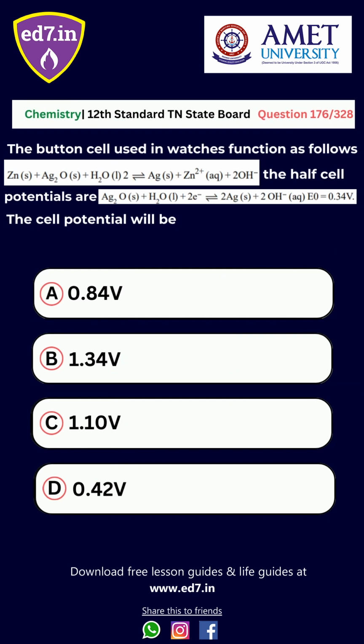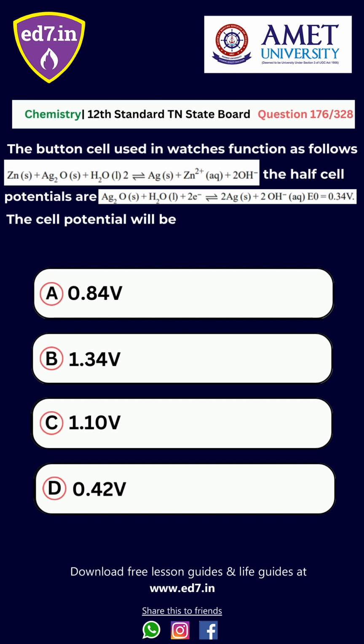Question number 176. The button cell used in watches functions as follows. Zn(s) + Ag2O(s) + H2O(l) gives Zn2+(aq) + 2Ag(s) + 2OH-. The half cell potentials are: Ag2O(s) + H2O(l) + 2e- gives 2Ag(s) + 2OH-(aq), E° equal to 0.34 V.